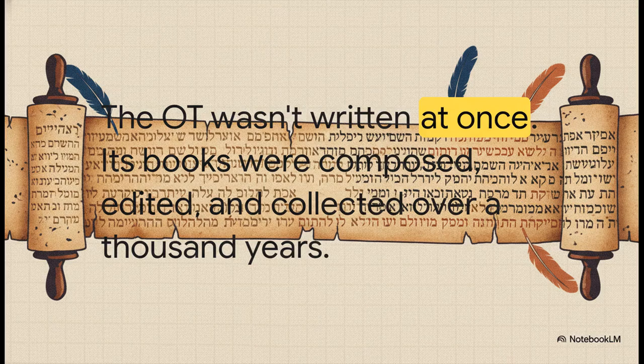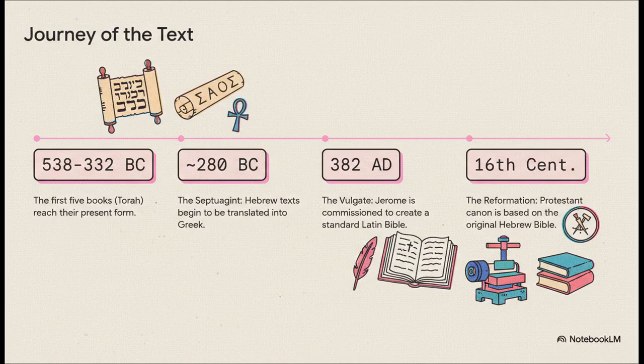You really have to remember, this collection wasn't written all at once. The earliest texts might go back to the first millennium BC, and the process of collecting them continued for hundreds and hundreds of years. It was a gradual living process of a people recording their story, their laws, and their relationship with God.